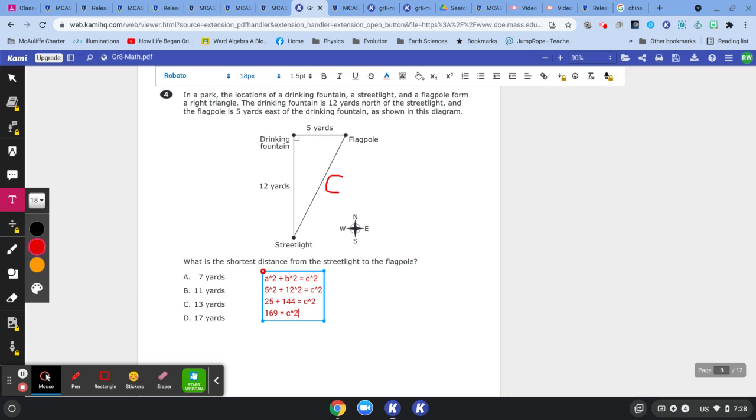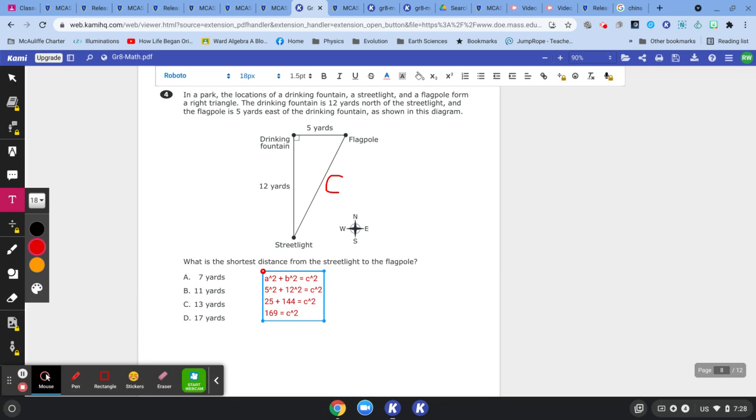Well, 7 squared is definitely not C squared. So 7 squared is 49. 11 squared is 121. 13 squared, 13 times 13, is 169. 17 times 17, you could calculate. 17 times 17 is 289.